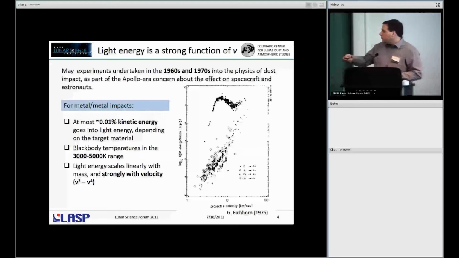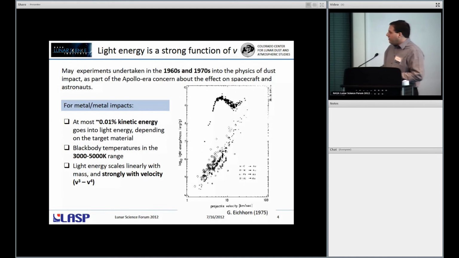So there we go. This is not the first experiment looking at light flash. There were a number of experiments undertaken in the 1960s and 70s, in particular with the Heidelberg facility. They have an accelerator over there. Most of the early work was done by Eichhorn. This is a plot from Eichhorn's paper in 1975.